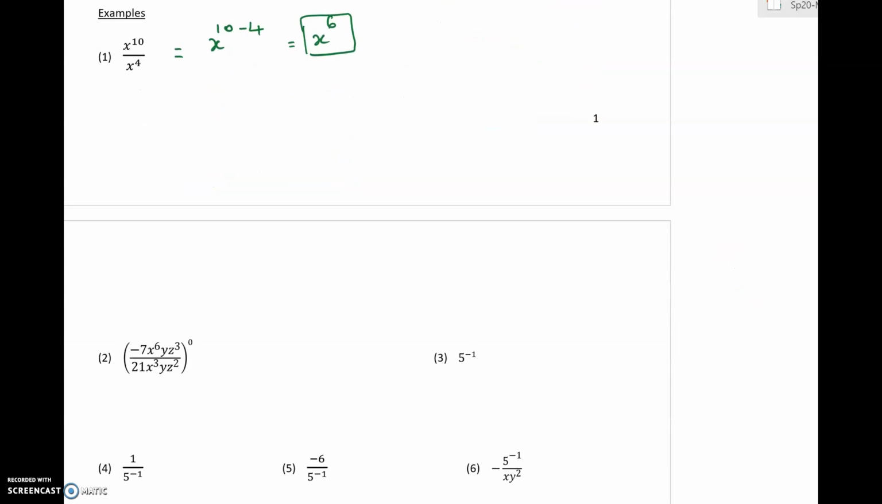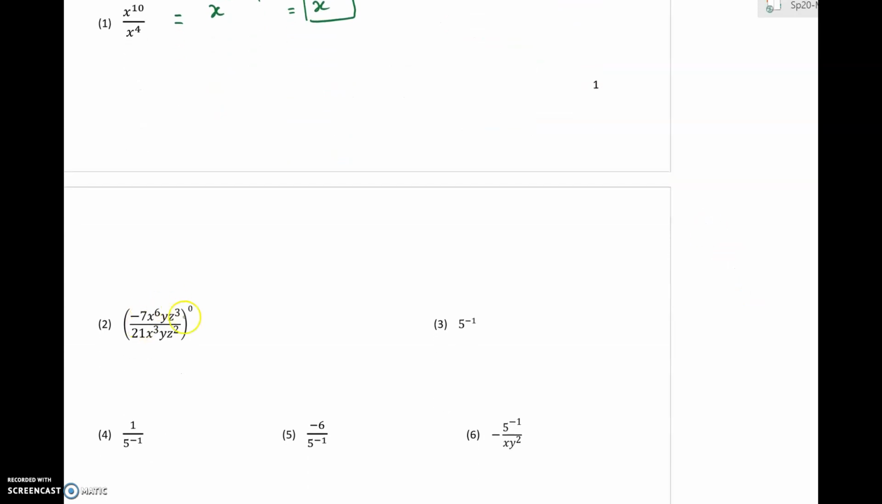Then let's try one more of this kind. So we have anything to the power 0. Here you have negative 7x to the power 6 yz cubed divided by 21x cubed yz squared. So don't let this scare you.